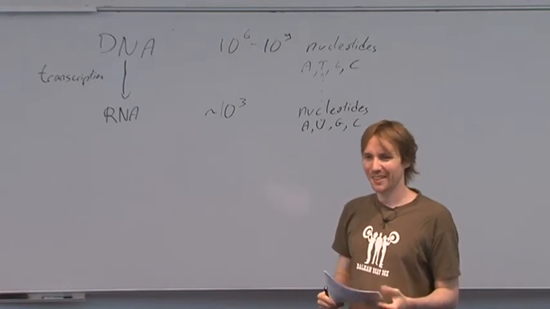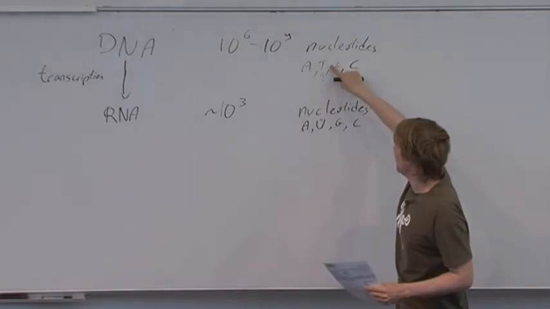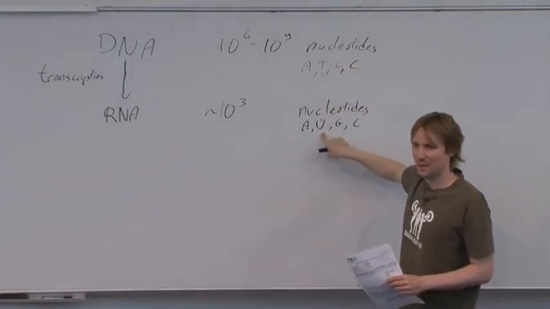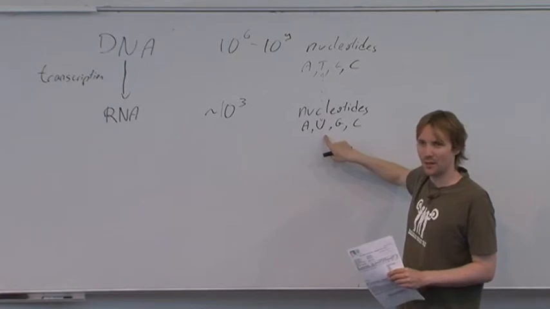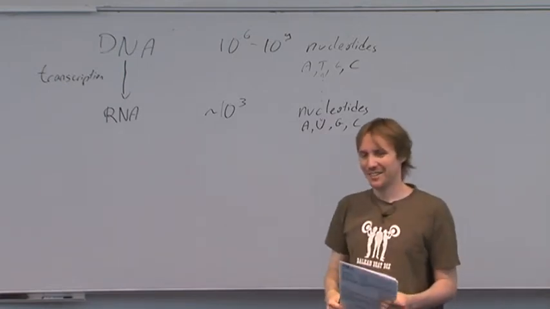Do we know why it's a different molecule? So the question is, why do you need a different molecule here? Why thymine and uridine? Why thymine for DNA, why uridine for RNA? And the answer is, I don't know. That's just how it is.